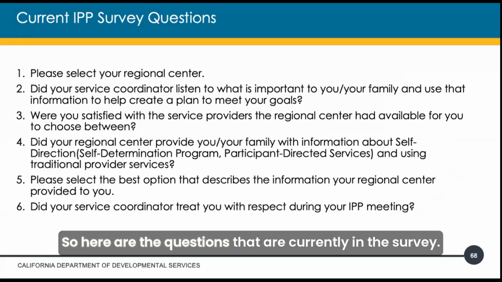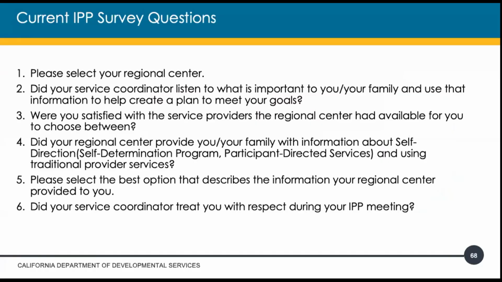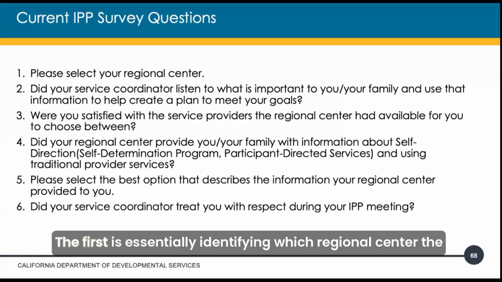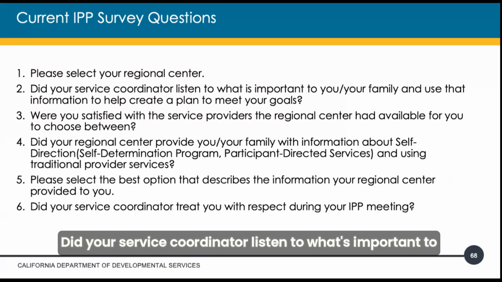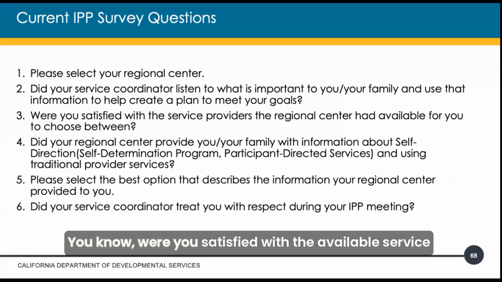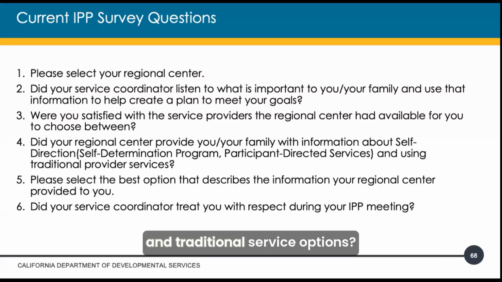So here are the questions that are currently in the survey. The first is essentially identifying which regional center the individual or family member is enrolled in. This is obviously to see which RC the individual served took the IPP from. Did your service coordinator listen to what's important to you and use the input to help create a person-centered plan? Were you satisfied with the available service providers to choose from? Did the regional center talk to you about self-direction and traditional service options?